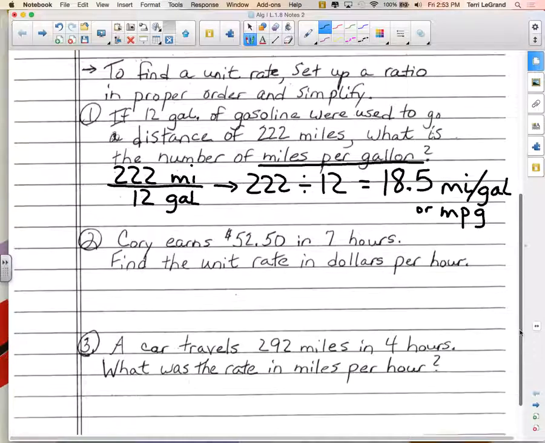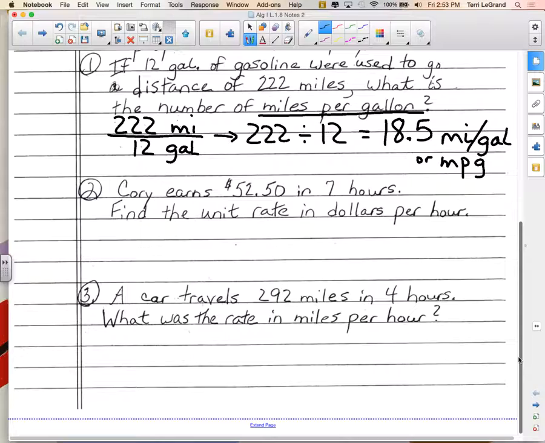So you get to use your calculators, but you need to show me the ratio setup, okay? You need to show me the ratio with the labels in it. We're going to get in the habit of putting labels in here because it's going to help us, especially when we have to do those conversion factor problems that are coming up shortly.